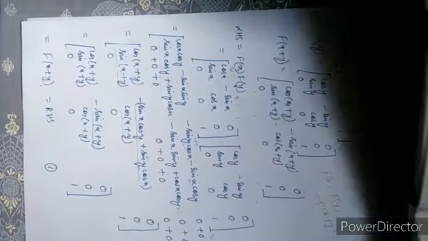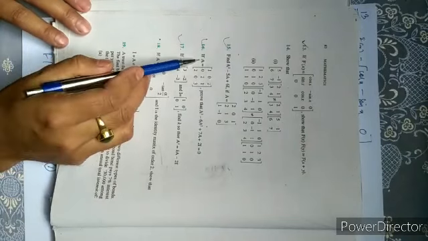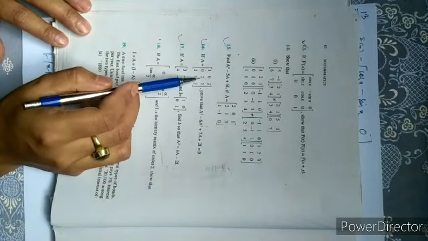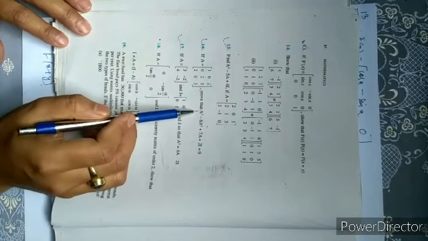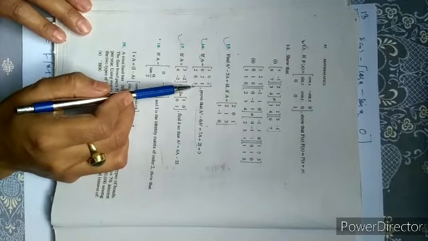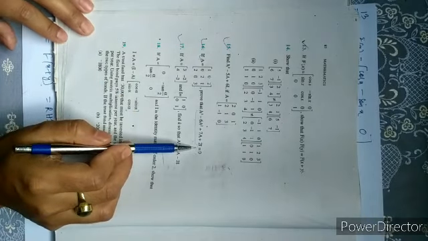Next question. Next question is question number 16. If A is a matrix of order 3 by 3 whose elements are 1 0 2, 0 2 1, 2 0 3, prove that A cube minus 6 times A square plus 7A plus 2I is equal to 0. We have to prove the left hand side equals the right hand side. If A is a matrix of order 3, then I will be the identity matrix of order 3.